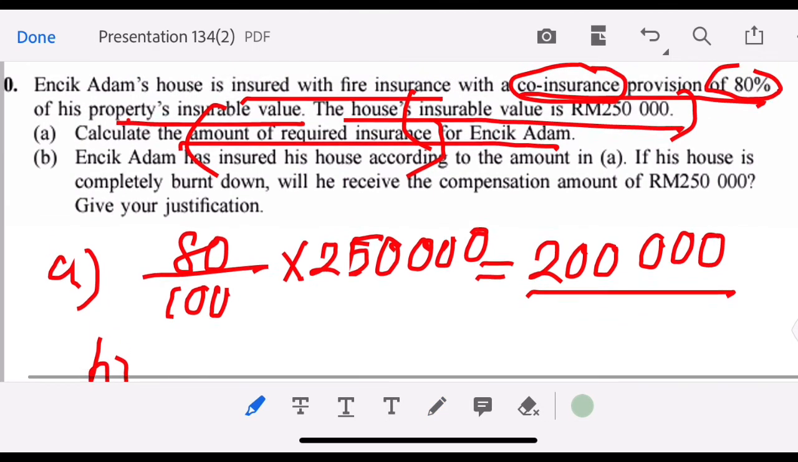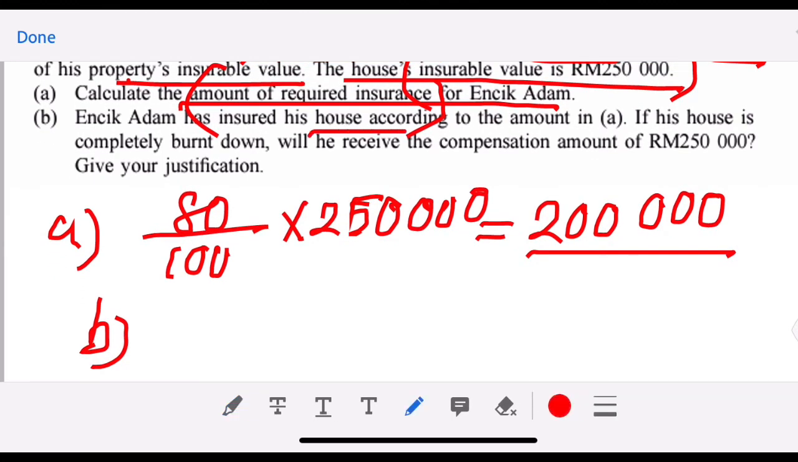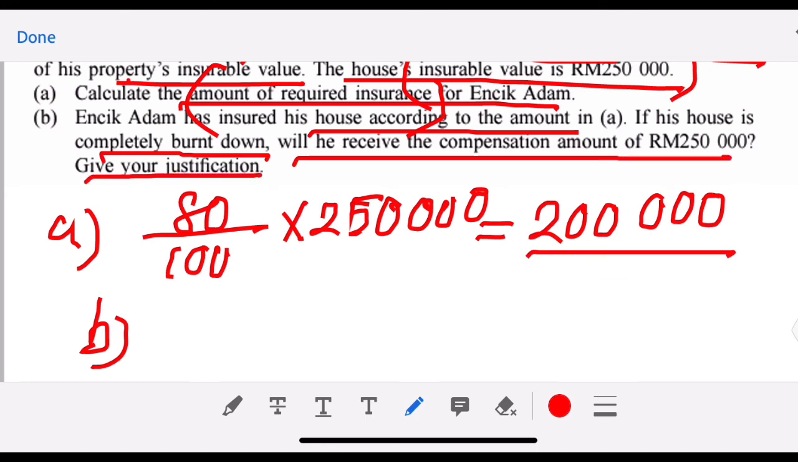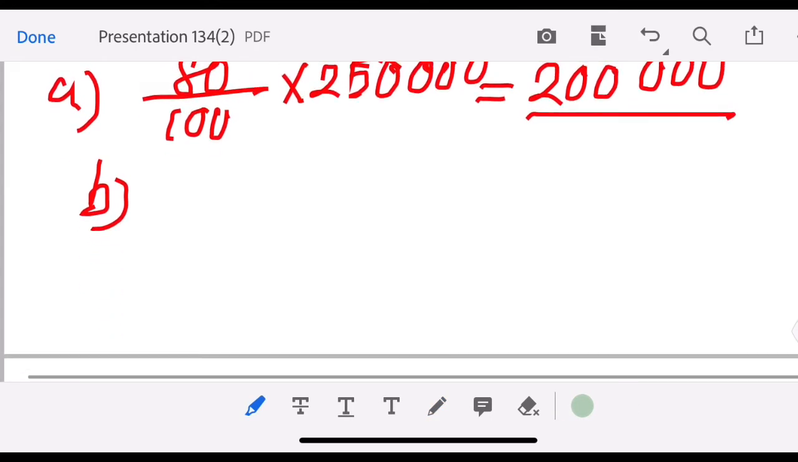Inje Adam has insured his house according to the amount in A. So he actually followed the amount required by the insurance, 200,000. Okay, so if his house is completely burned down, will he receive the compensation of 250,000? And you need to give your answer with justification.